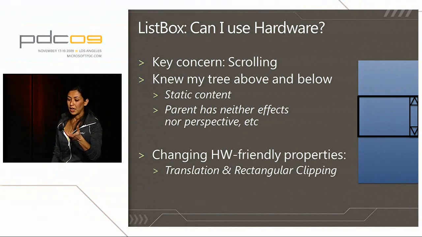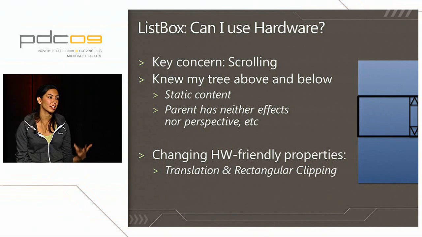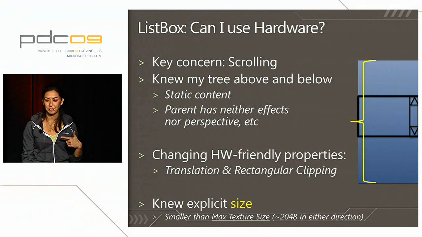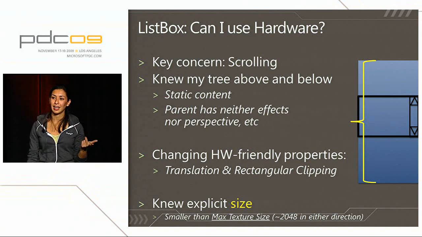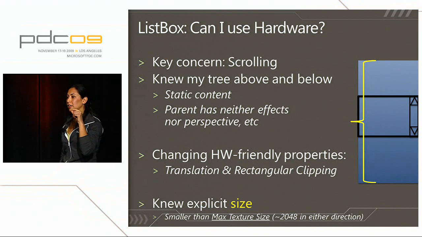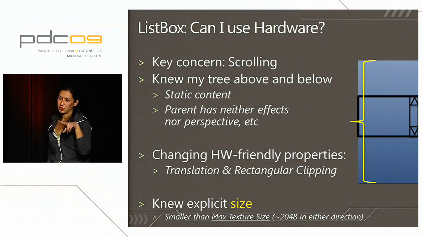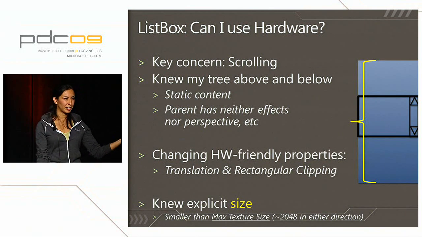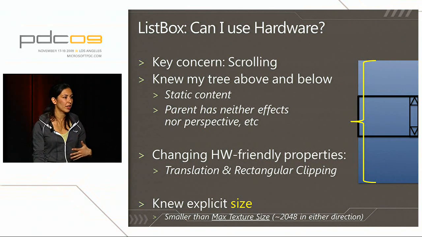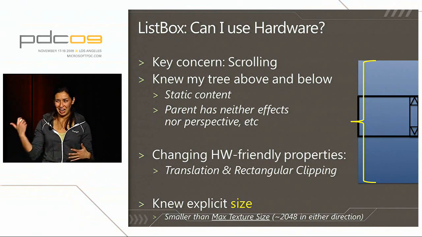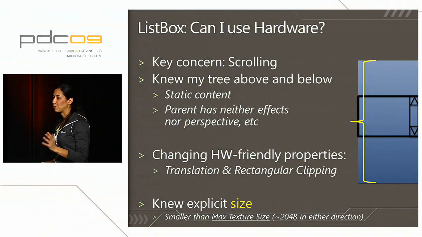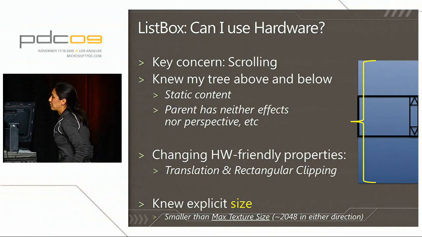And again, I was using hardware-friendly properties. I was using clipping and translation of the stack panel. And I knew the explicit size. The reason why this is important is we can't create a surface on the GPU larger than the max texture size. On most of our dev boxes, that would be something like 4096 in any direction. On the average machine, though, it's more like 2048. So don't go past 2048, and you'll probably be fine with hardware.